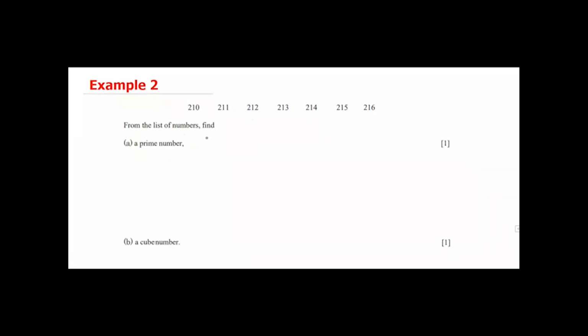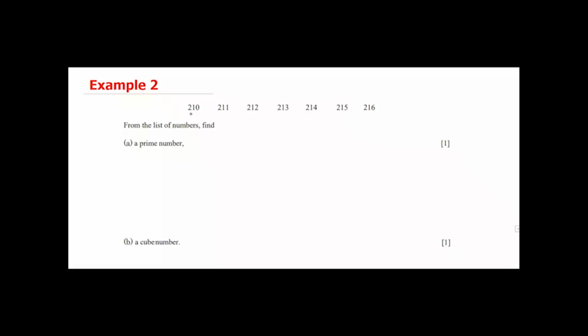So from the list of numbers, find a prime number. So here, you need to be very careful. A better understanding of the rule of divisibility will help you a lot. You have 210. Now let's see. Is it divisible by 1 and itself only? If yes, then it's a prime number. Otherwise, it will not be a prime number.